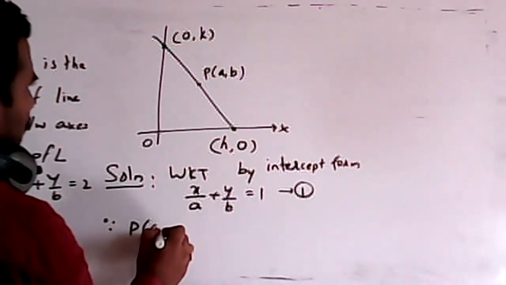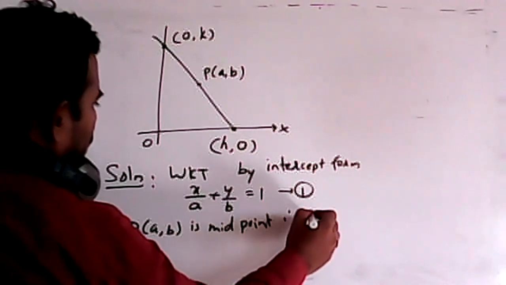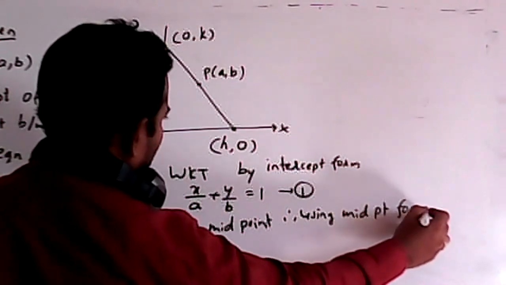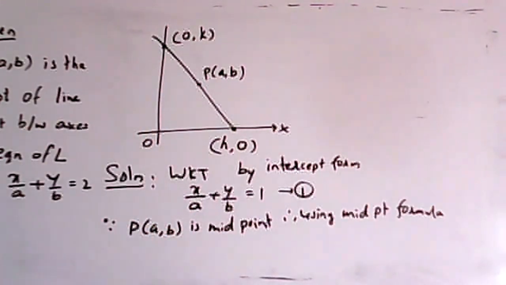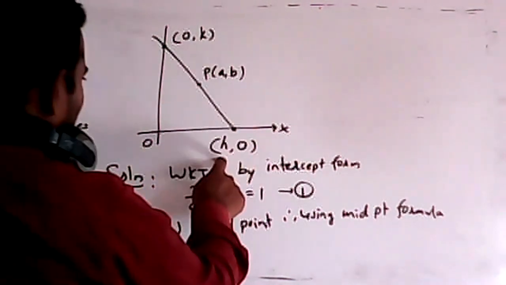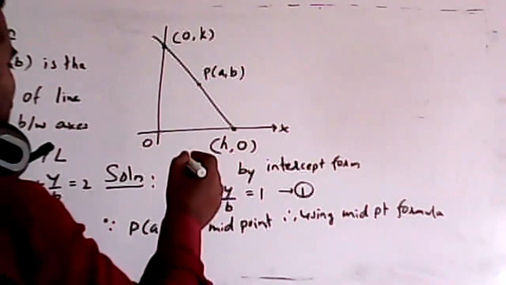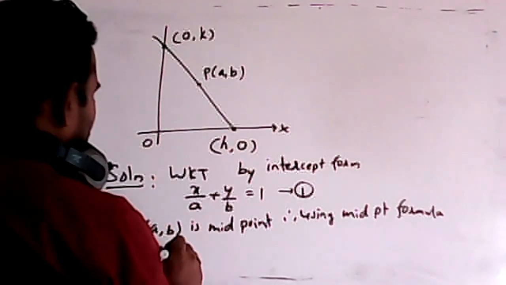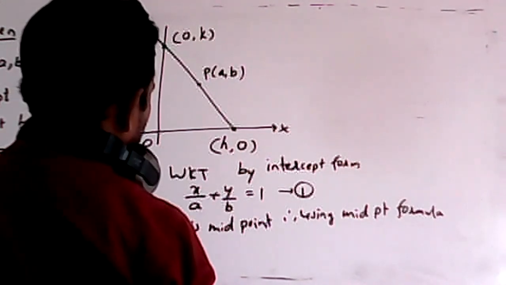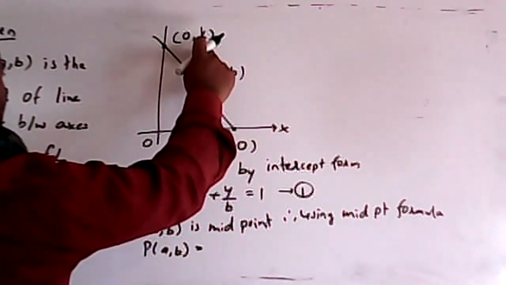Since P of AB is the midpoint, therefore using the midpoint formula you can easily find these points A and B. Using that, we can find this also, right? Then let me take P of AB. So these are x1, y1 and x2, y2.